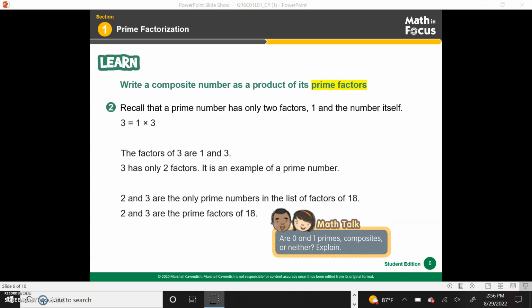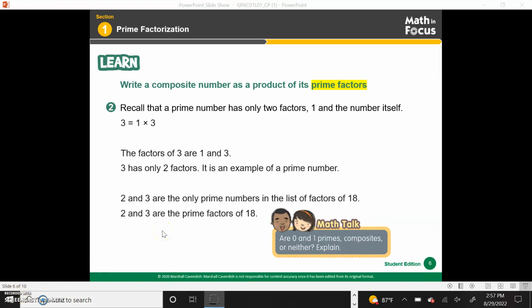So remember, a composite number has more than 2 factors. A prime number has only 2 factors, 1 and itself. So 2 and 3 are the only prime numbers in the list of factors of 18. And 2 and 3 are the prime factors of 18, going back to the previous problem for section 1. Now there's a question there that says, are 0 and 1 prime, composite, or neither? You want to think about that as we move into this lesson.